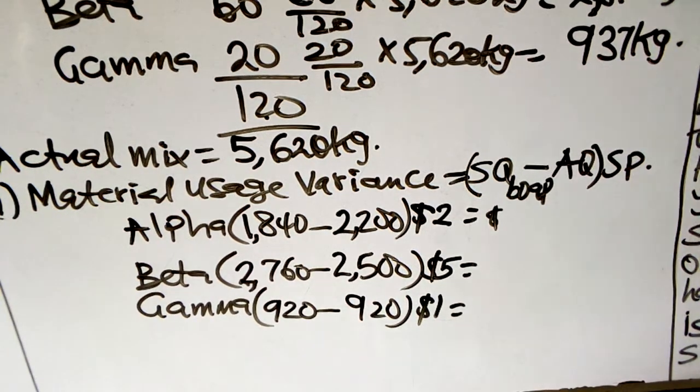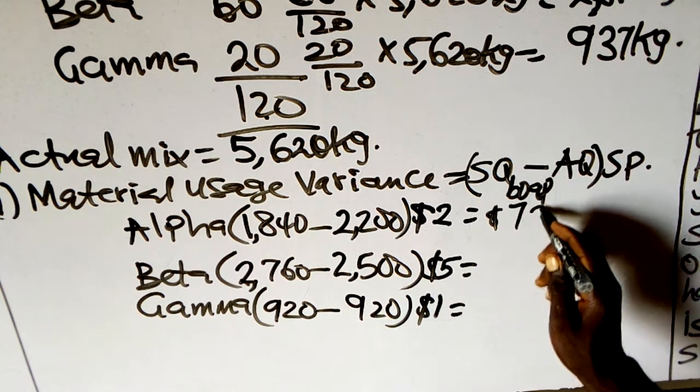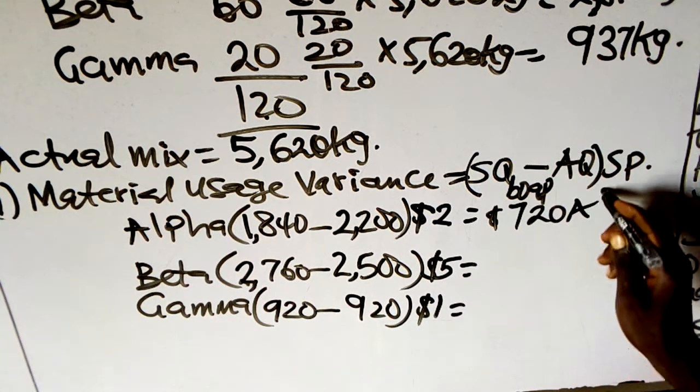$1,840 minus 2,200. The difference is 360 times 2. Then we have 720 adverse. $720 adverse.